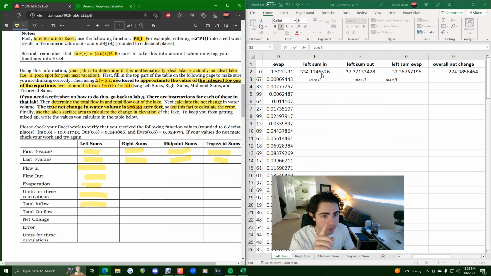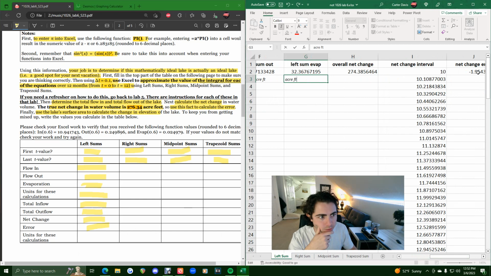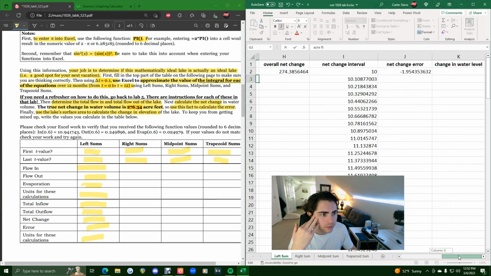Total inflow, there's only the water flowing in from this one river, right? So the total inflow is 334. The total outflow would be the sum of these two numbers, the 27 plus 32, whatever that is. Net change is our 274. The error we calculated is negative 1.5. Units for those would be what? It's still just acre-feet. We haven't even done the water level rise yet. We'll talk about that next.